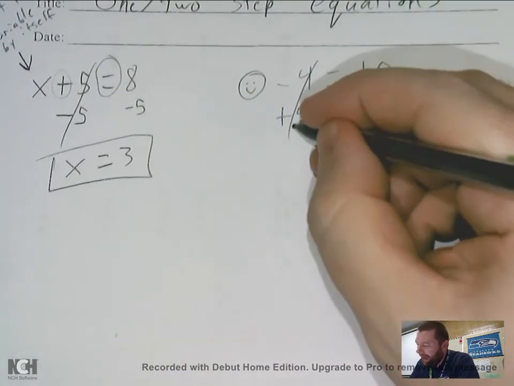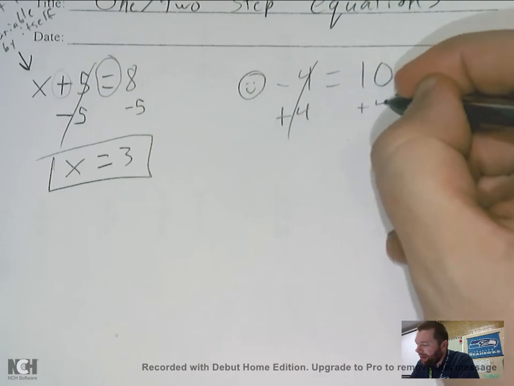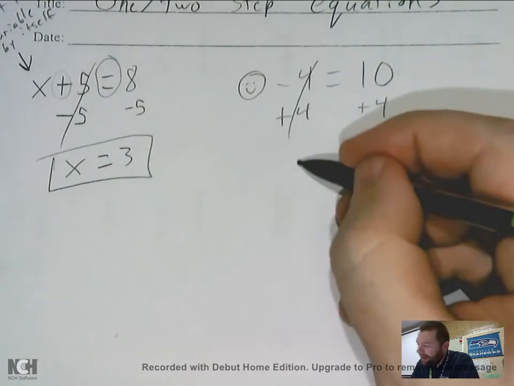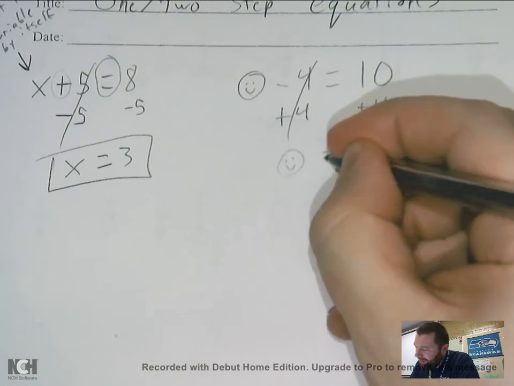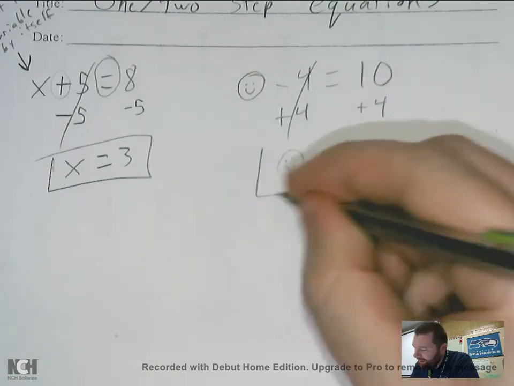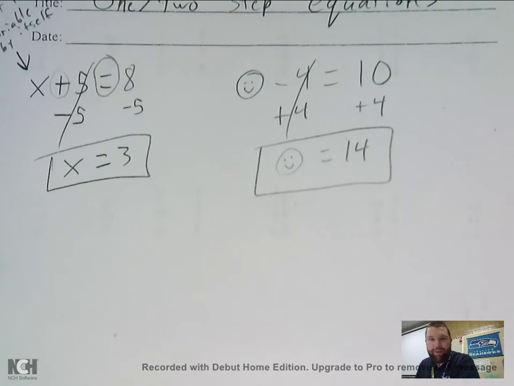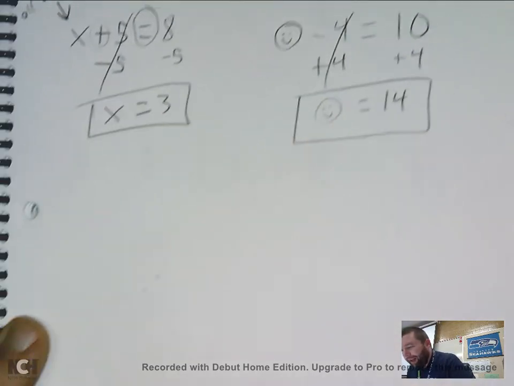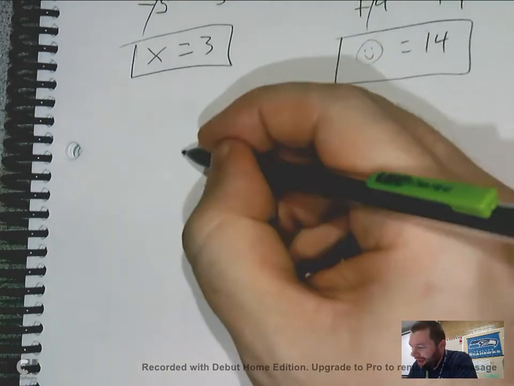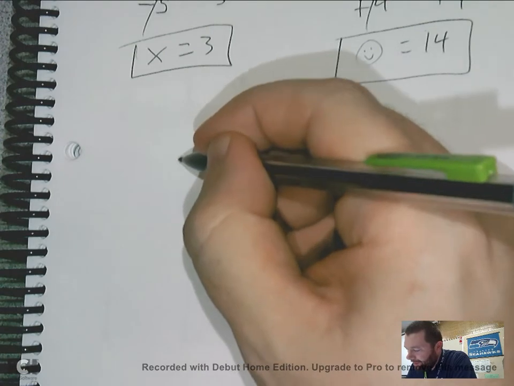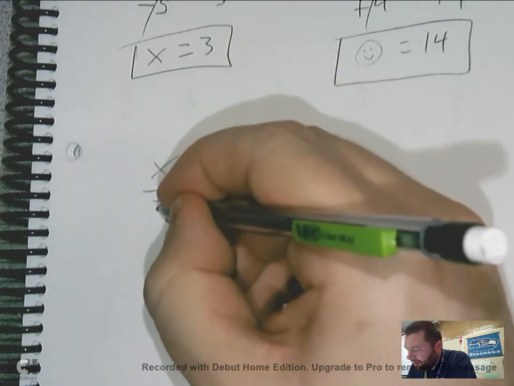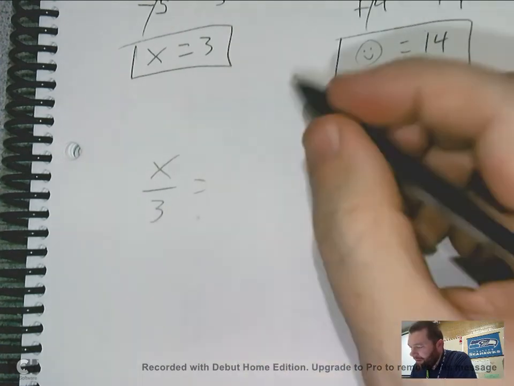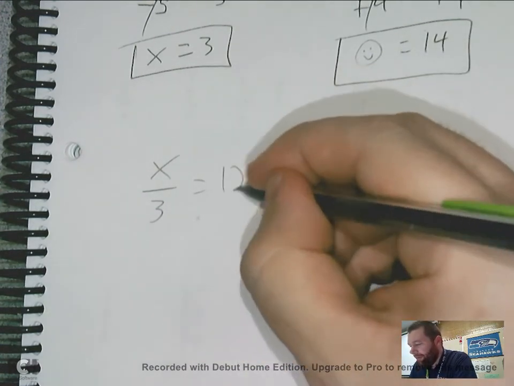And then if I add 4 to this side, I have to also add 4 to this side. And I'm left with smiley face is equal to 14. And that's my answer. Not too tough, right? Let's try another one. So let's say I have, let's do x over 3 equals 12.